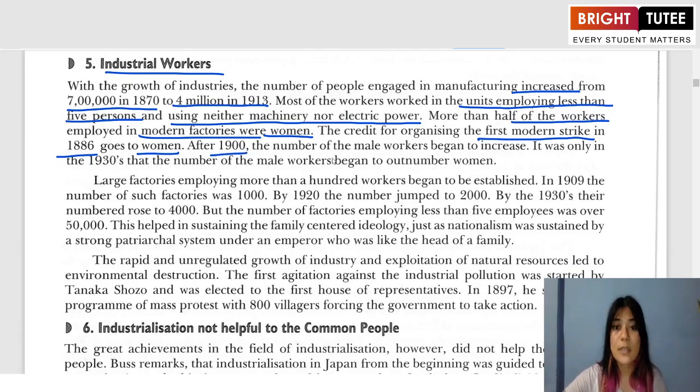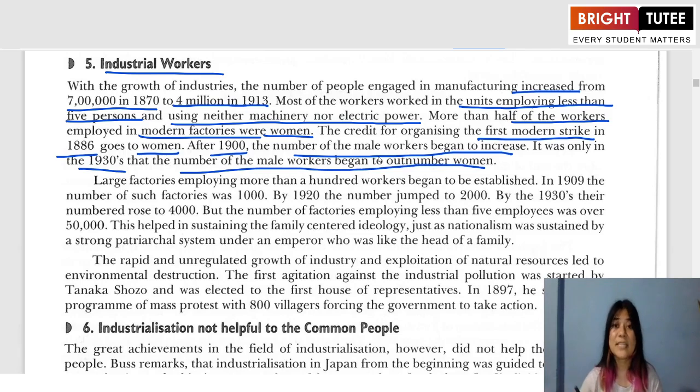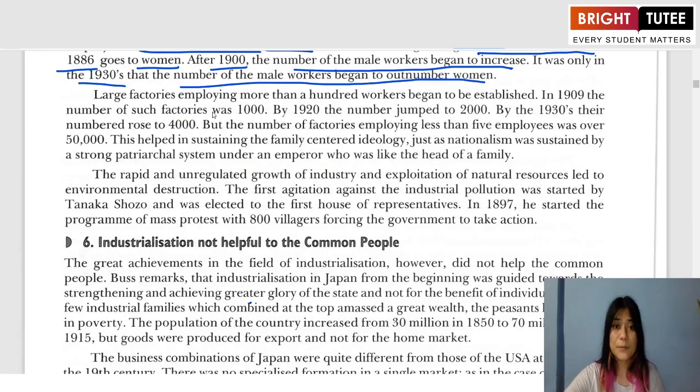In 1900, the number of male workers began to gradually increase. Earlier the women workers were in the majority, but after the beginning of the 20th century, the male workers increased. It was only in the 1930s that the number of male workers began to outnumber women. So from the 1930s, the number of male workers increased so much that they became the majority, more than women.